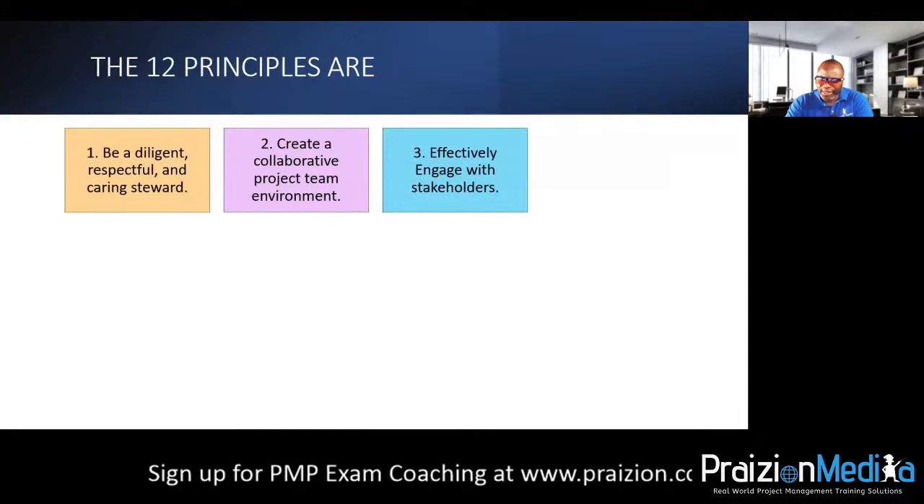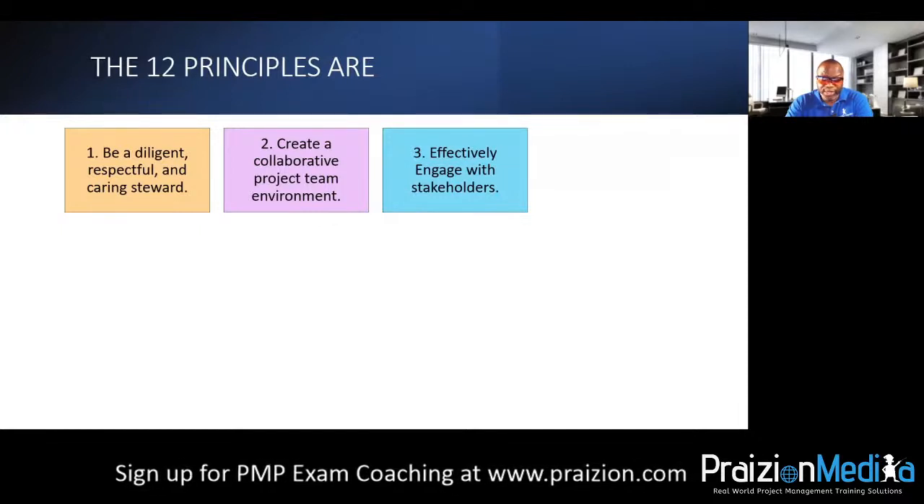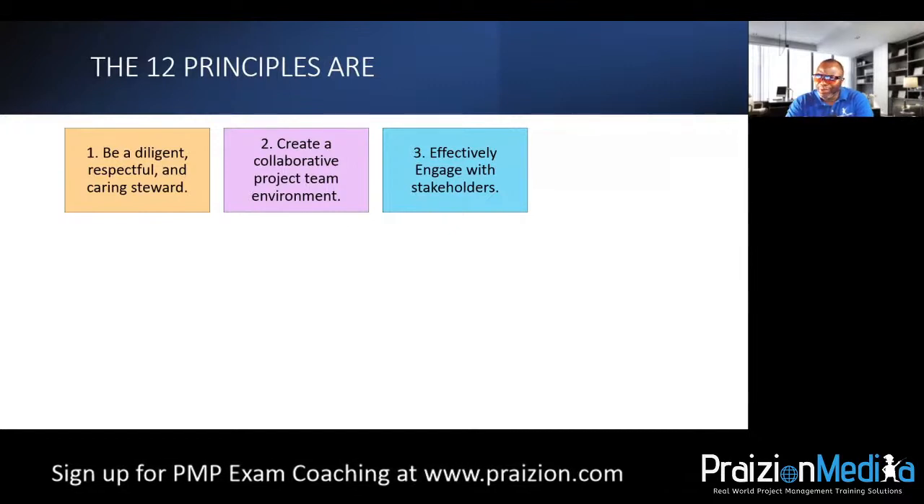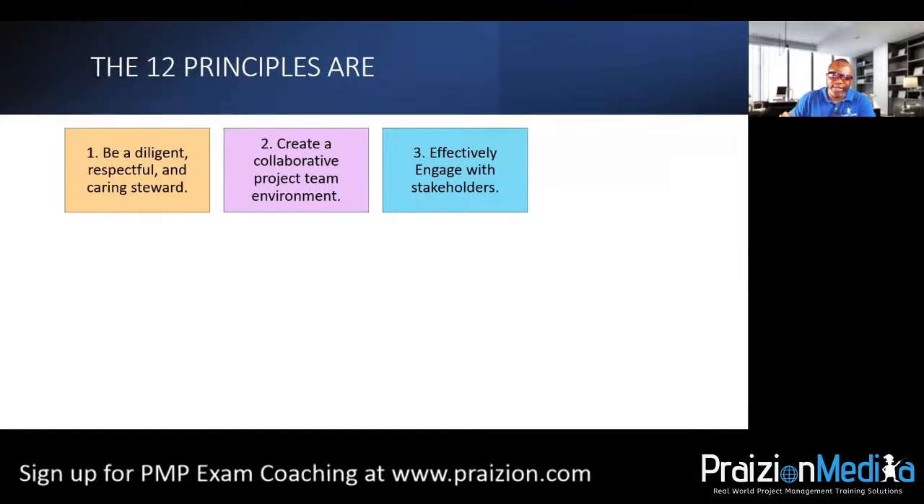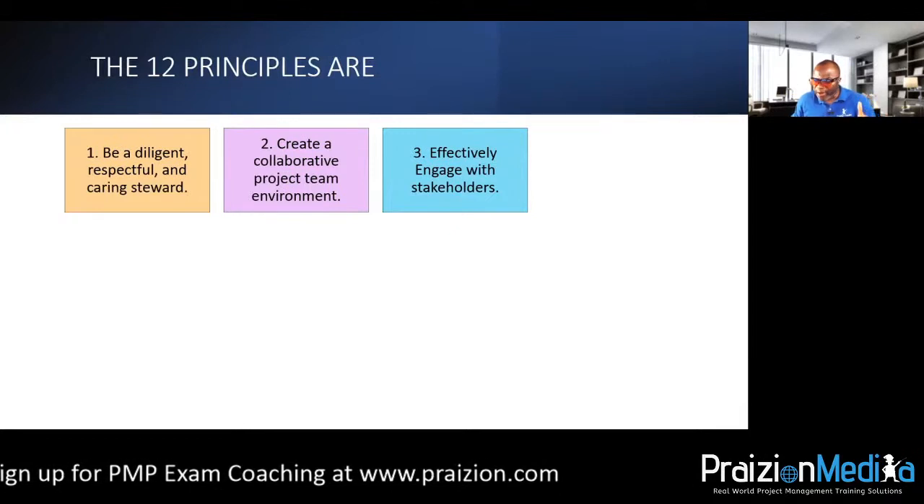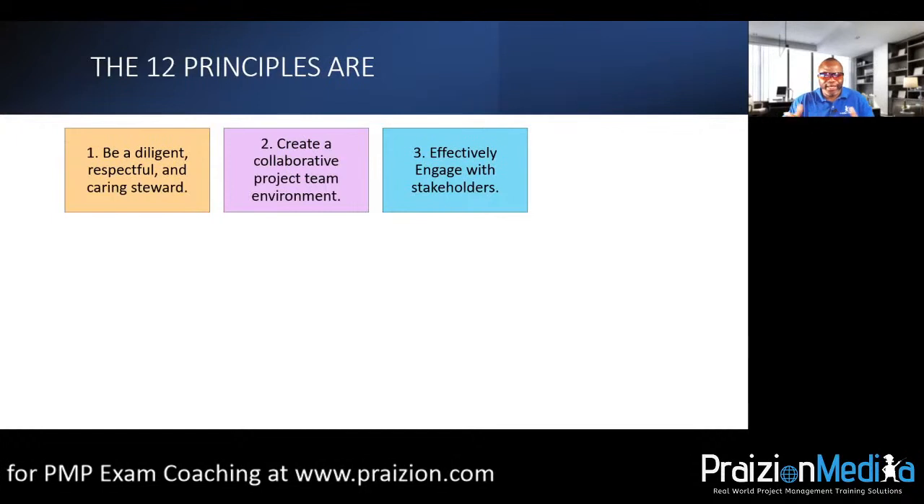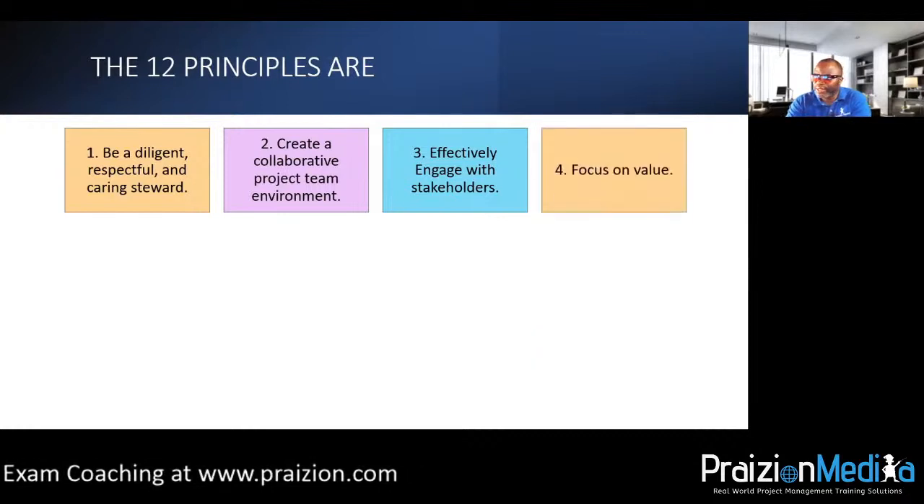Number 3, effectively engage with stakeholders. It goes back to the Agile Manifesto. Business people and developers working together daily. Why? Because you want to add value. What do we mean by effectively engaging? At every level, whether you're dealing with cost or risk or schedule, scope, effectively engage your stakeholders, which also means as appropriate. You get what I'm saying?